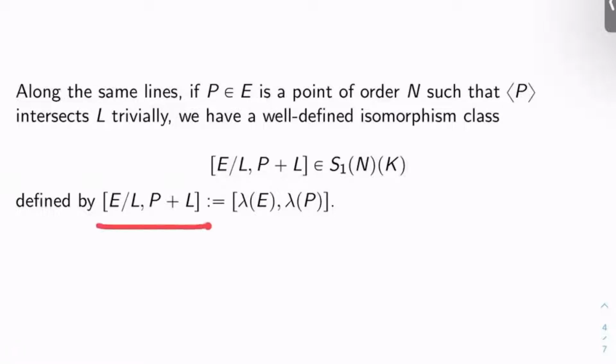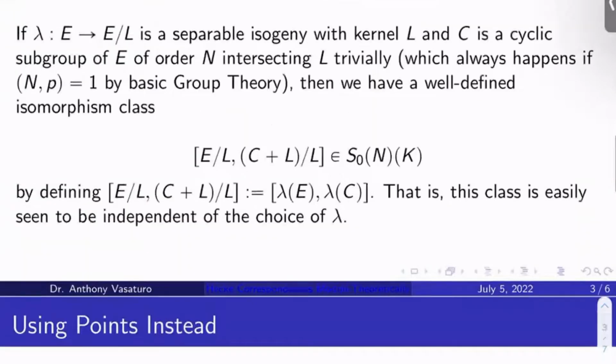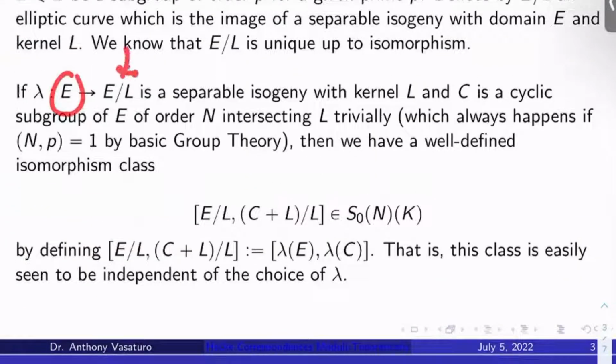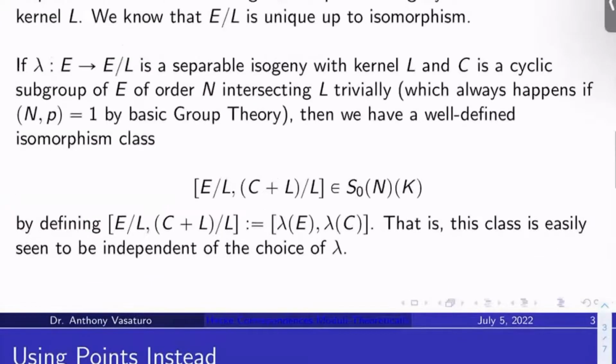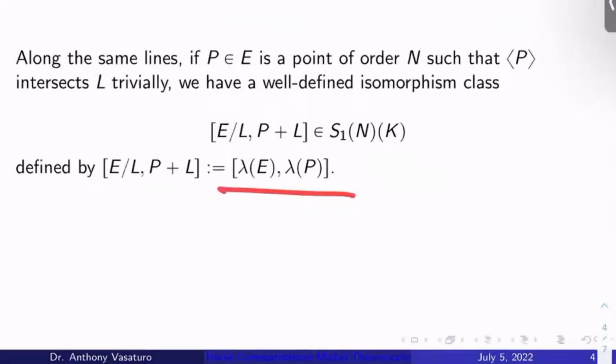Well, the class of E mod L, P plus L, is of course just the class lambda of E, lambda of P. Okay, so you're taking lambda of E again here, and then you're taking a point P in here of order N, and you're looking at its image, and you're just calling those images E mod L and P plus L. You're using coset notation, basically, is what's going on here in both cases. Okay, and again, this is independent of lambda.